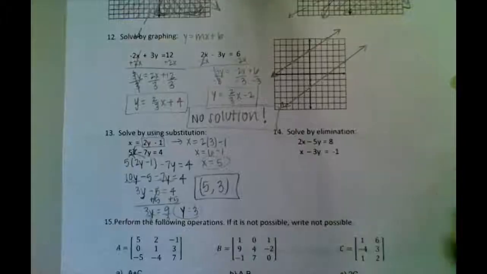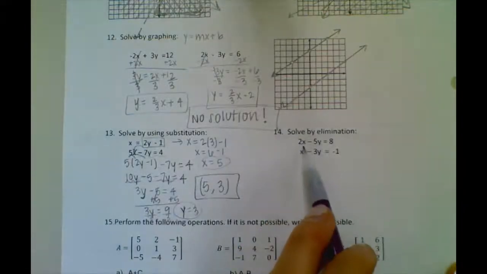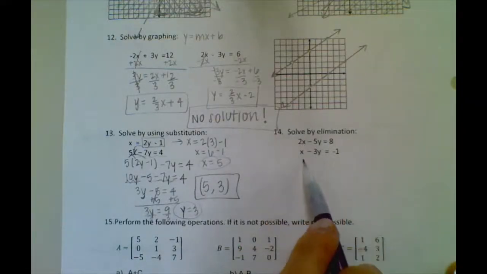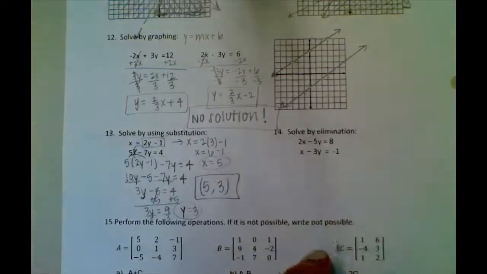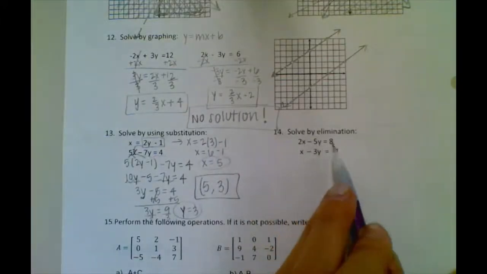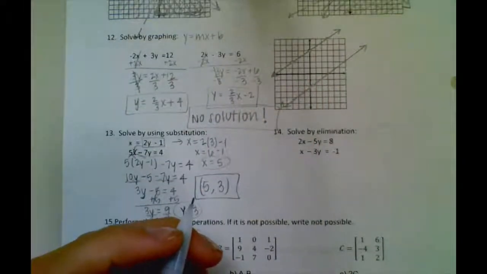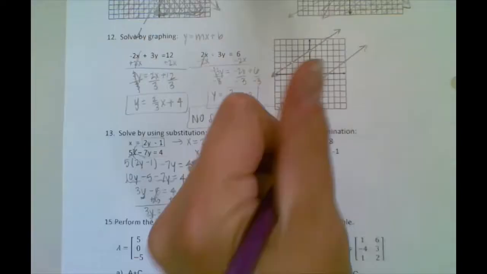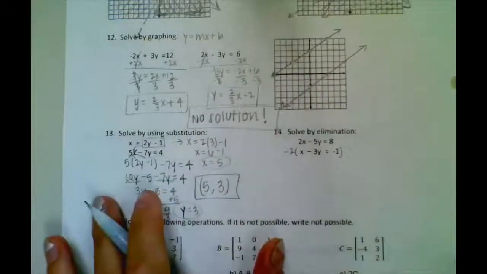Alrighty, elimination. So elimination, you're trying to eliminate a variable. Remember, you got to add these vertically with the like terms lined up. My x's are lined up, my y's are lined up, my numbers are lined up, so I'm good. Now, nothing cancels out or eliminates, so that means I need to multiply one of the equations by a number. I'm going to multiply this equation by negative 2, so then my x's eliminate.